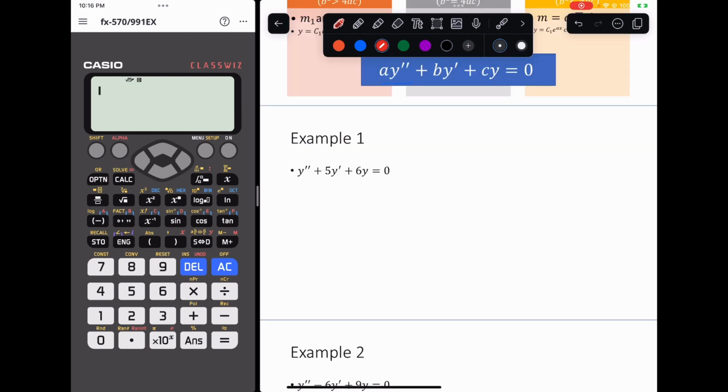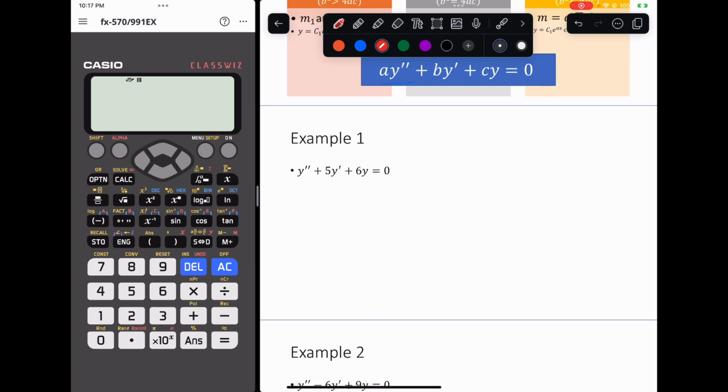Okay, so let's have our first example. We are to find the general solution of a second order differential equation here, which is y double prime plus 5y prime plus 6y equals 0. But let's try to classify first. What case will it fall under?